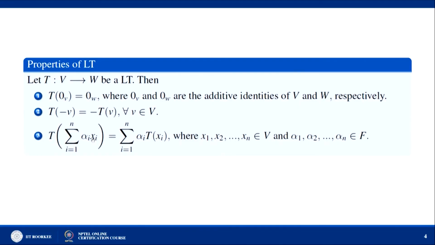The last property is T of alpha 1 x 1 plus alpha 2 x 2 and so on up to alpha n x n is equal to the sum of alpha i times T of x i, where the x i's are elements in the vector space and the alpha i's are elements in the field. Again it is easy to show; the result is very trivial.